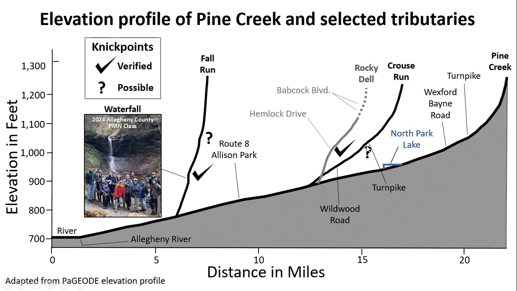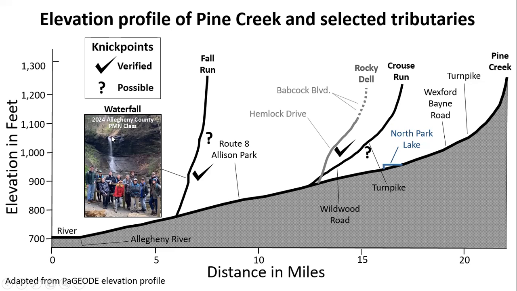There's another zone like that close to the turnpike crossing on Crouse Run, but the part of Crouse Run I looked at in the field was downstream of Wildwood Road, where the Rachel Carson Trail crosses the stream. I didn't look that far up, so I haven't verified that one. It's got a question mark.